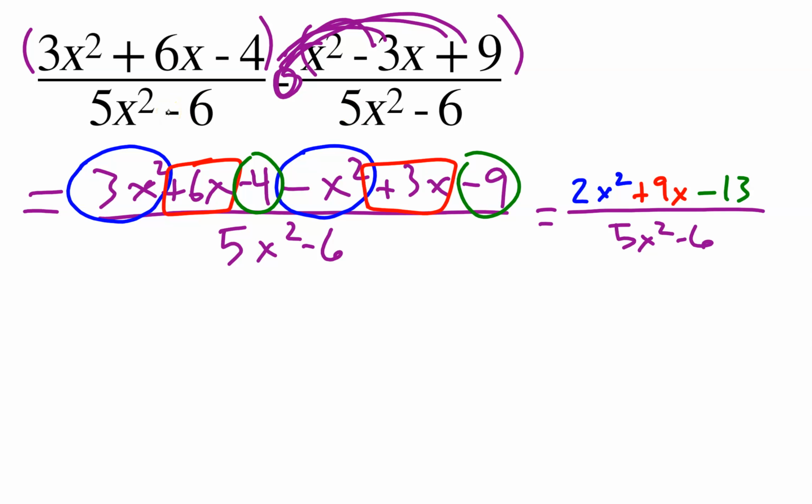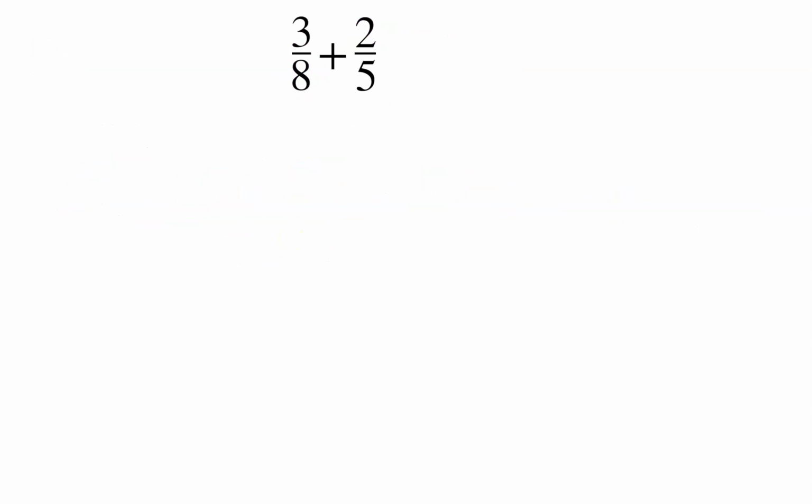So hopefully these problems aren't too bad. If I already have a common denominator, all I'm literally doing is adding or subtracting like we did in the first week of school, combining like terms and keeping the denominator the same. Remember though, fractions can get a little trickier when I don't already have a common denominator. So for instance, in this case, I have 3/8 and 2/5.